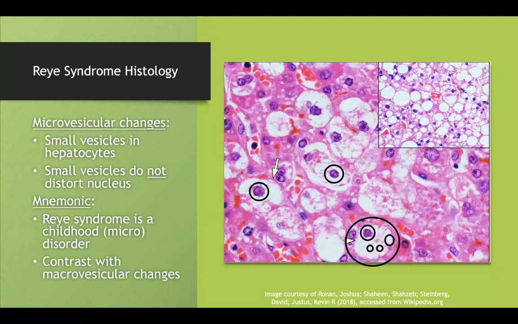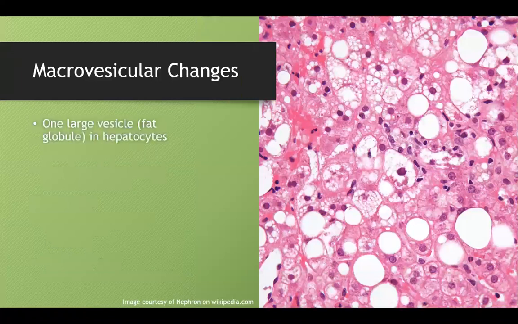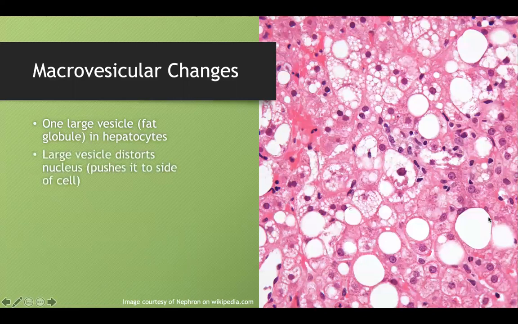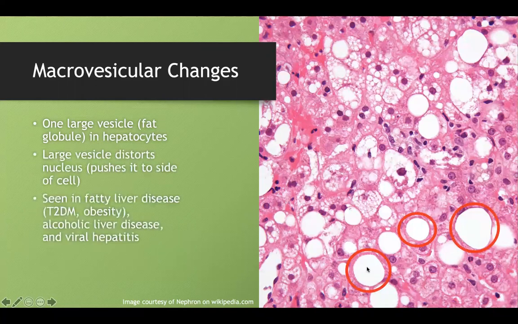We'll contrast that with the macrovesicular changes that I discussed earlier. In macrovesicular changes, you're going to have one large fat globule, one large vesicle. You can actually see microvesicular changes here. This is a good slide because it shows microvesicular changes, these little mini circles. But in macrovesicular changes, you're going to mostly have these predominant fat globules, and what these globules will do is push the nucleus to the side of the cell. You can't even see the nucleus inside the cell.